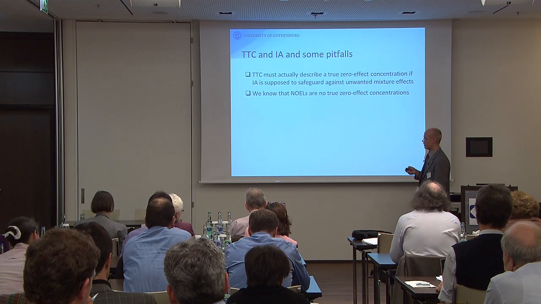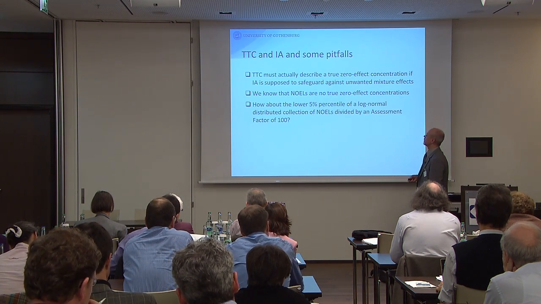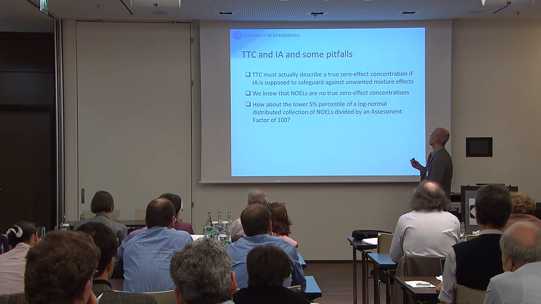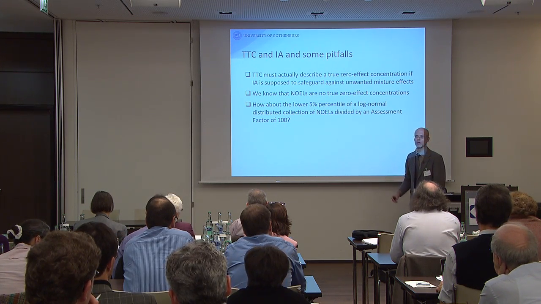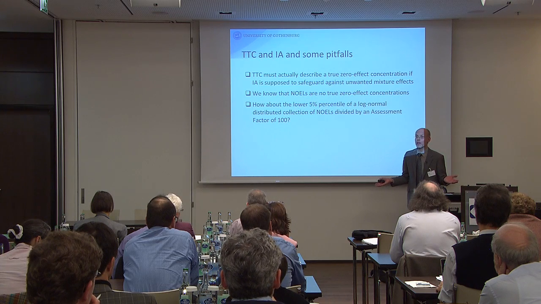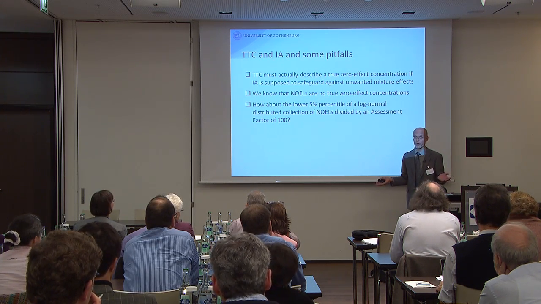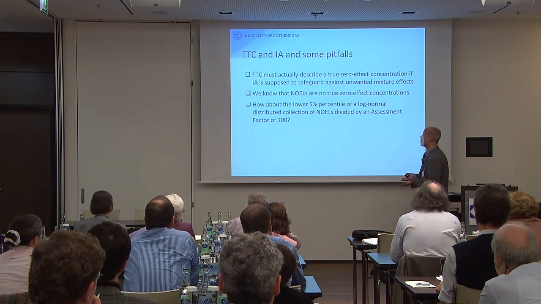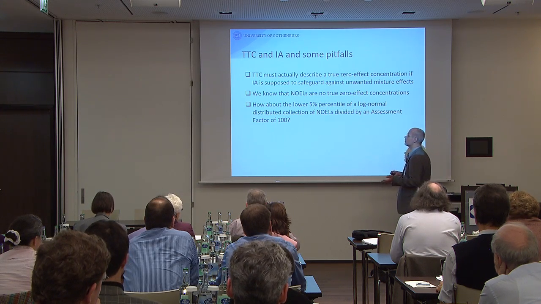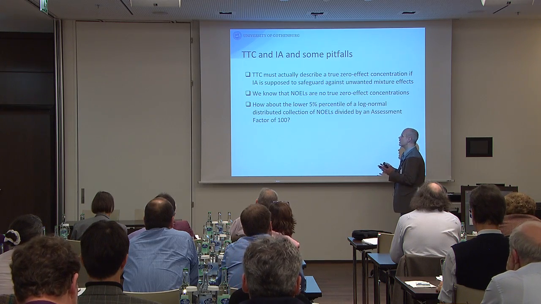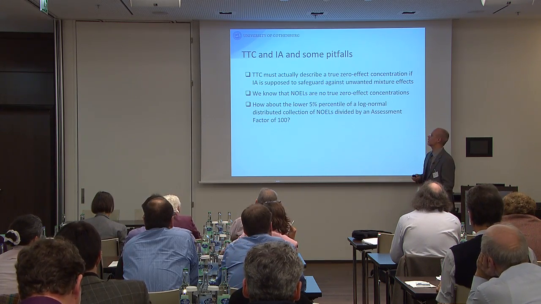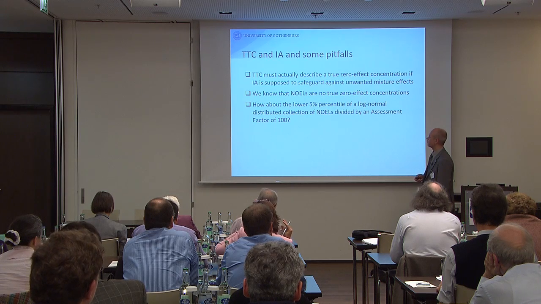So we know that. The question is, how about the lower 5% percentile of a log normally distributed collection of NOECs divided by an assessment factor of 100? I have no idea whether that's a true no effect level or not. And I don't think that anybody can really answer that question. So that is really an unknown there. So it's really problematic to actually use that in your line of reasoning there.